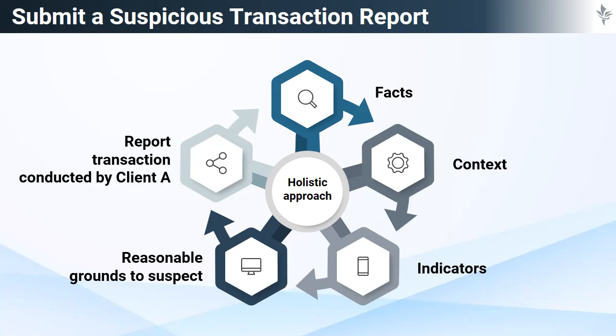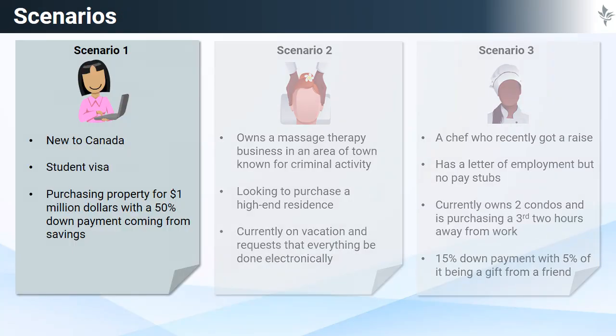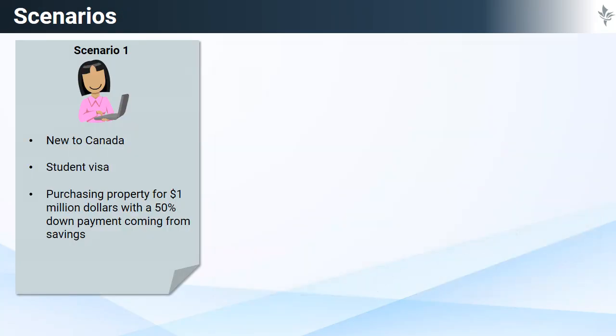Other businesses involved in the process have to make their own assessment of the facts, context, and indicators to which they have access, and therefore may also be required to submit a suspicious transaction report. Here are some other scenarios for you to consider.